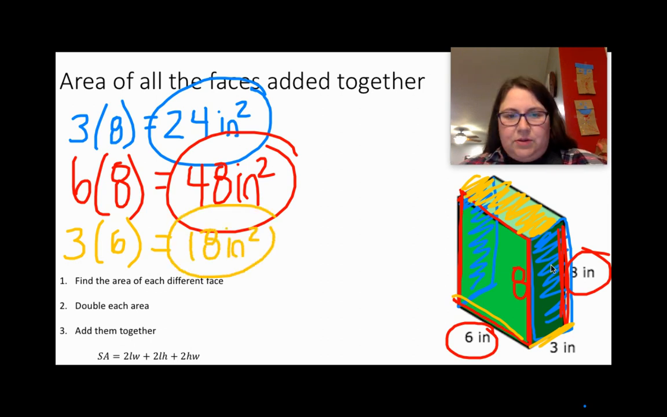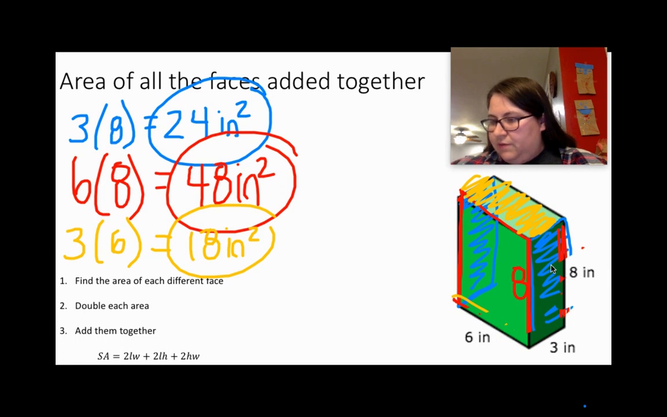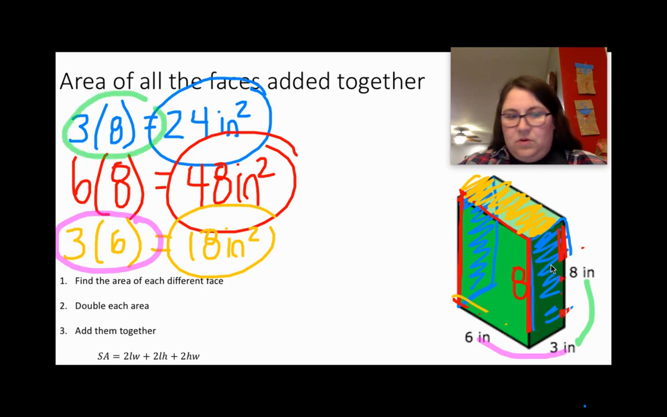Now, at the beginning of this, I said there was kind of a trick. If you make sure you paired up all of the sides, then you would know you had done this correctly. If you look at the numbers that we have, we have 6 times 3 right here, 8 times 3 right here, and 6 times 8 right here. So we've made those pairs. What we're going to do now is we have these three different faces: the first face, the second face, and the third face.